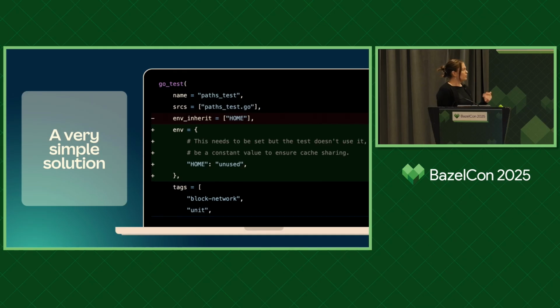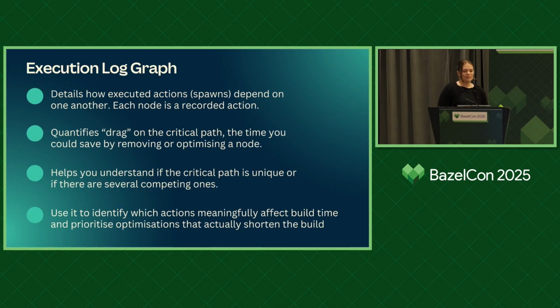The fix is really simple. Instead of inheriting home, we can explicitly set it through the target's env field to a constant value, because actually in this test, the home value was never really used. So this was a really easy win for us. By changing this value, it makes the test deterministic again and ensures that we can share the cache between CI and dev environments.